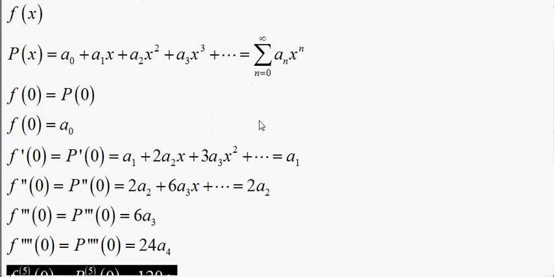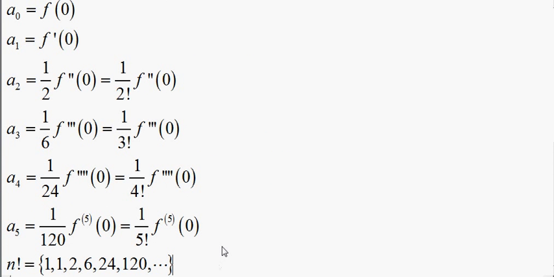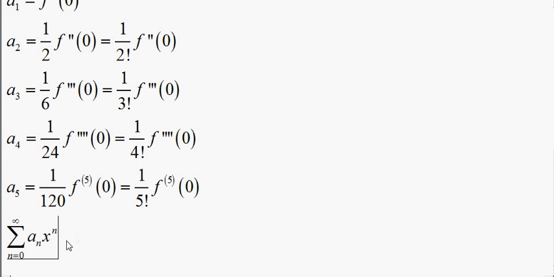So if we take this closed form of our p of x, let's rewrite it. I'm going to get rid of this factorial because we know what it is now.